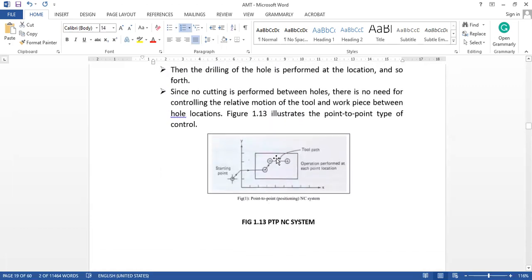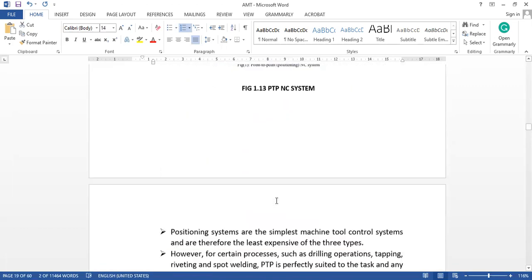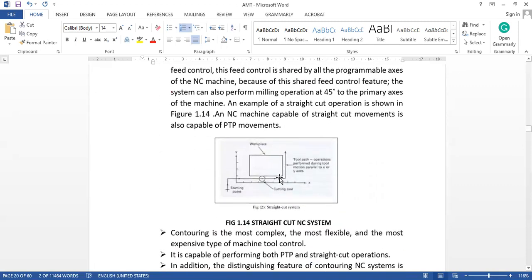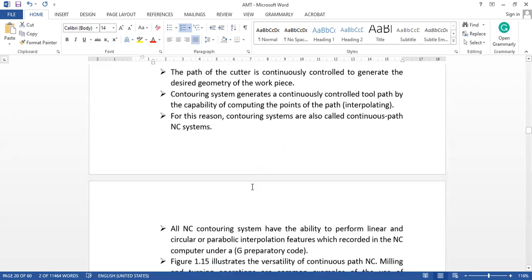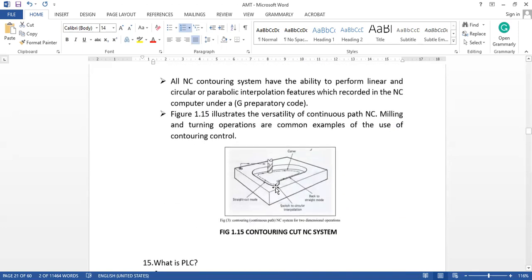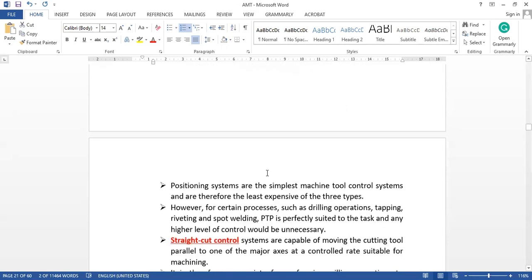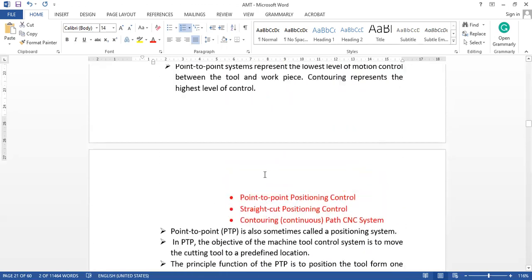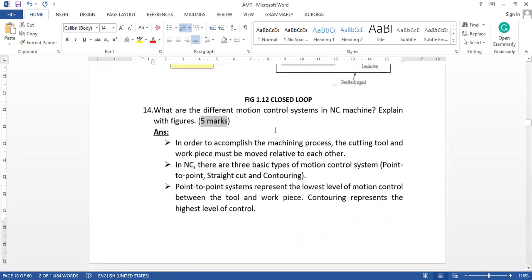PTP means point to point. There is no cutting performed between the holes. Straight cut means operations performed during the tool motion parallel to the x-axis or y-axis, and contouring means the complicated motion, the combination of PTP as well as straight cut motion. So those are the three types of motion control systems used in NC machines. Explain with the figures.